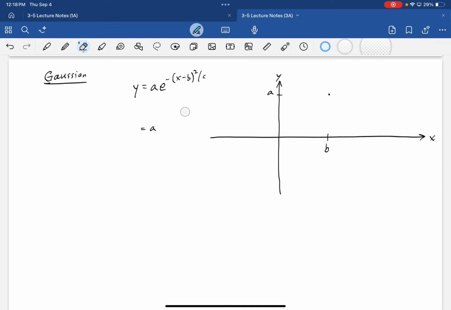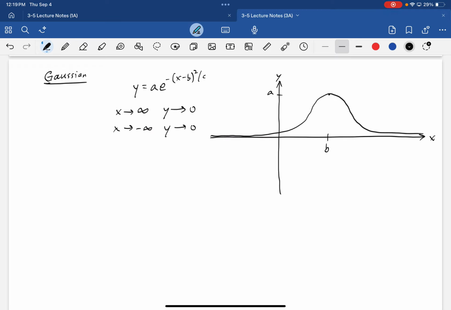And then something else that we can also notice is that when x tends towards infinity, y goes to 0. And when x goes to negative infinity, y also goes to 0. You can verify this on your own time. I'm sure all of you will do that. Okay, and so the graph is going to look like this, a bell curve.